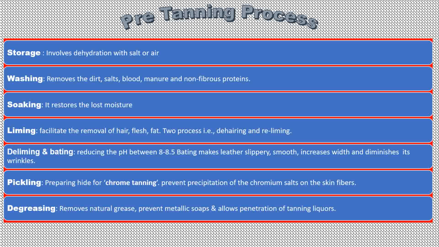At each stage, the leather is processed for the next stage, and it is firstly stored such that it should not degrade with time. Otherwise, the quality of the leather will not be as we require. In washing, mainly suspended solids are generated. In soaking, the moisture which was lost is regained. In liming, the removal of hair is done, either by dehairing or reliming. And after that, deliming, pickling, and degreasing.